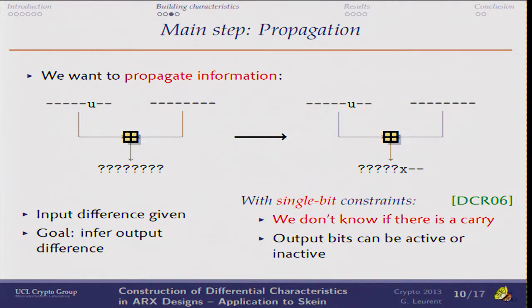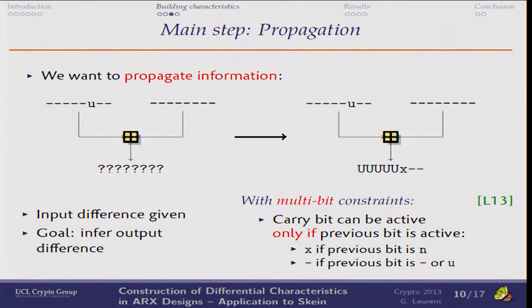So in previous work, what they do is they guess whether there will be a carry or not. But in our case, we would like to avoid this so that we can propagate as far as possible without making any guess. So what we use instead is multi-bit constraints, which were introduced at last Asiacrypt.